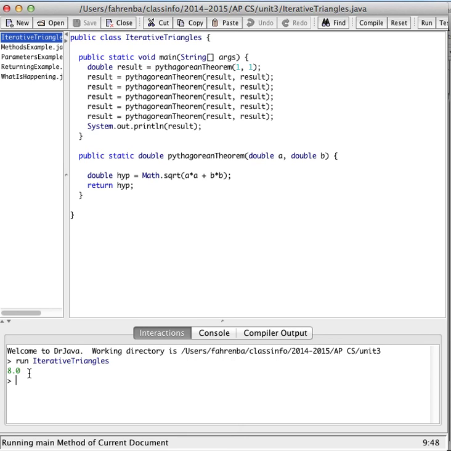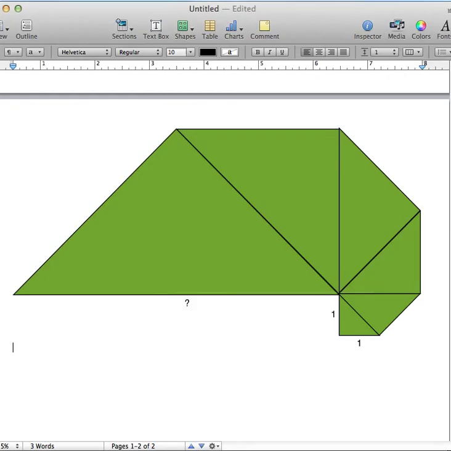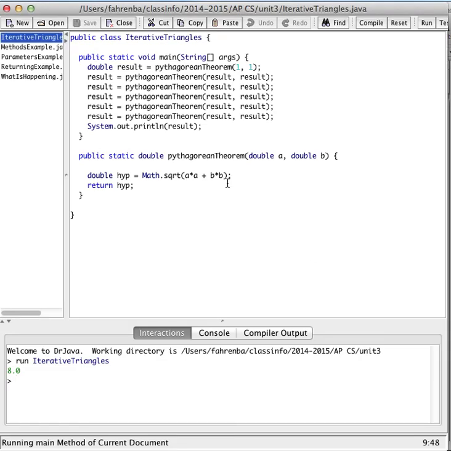Now, eventually we'll learn how to do this repetition without having to copy and paste so much, because this would be annoying if you had to do this 1,000 times. But for right now, this is sufficient to answer the question of, for this setup, what will be the length of the hypotenuse of the last triangle? It'll be 8. We accomplish that by writing a method that takes in two inputs, does a calculation, and returns it, and we use the result multiple times. So hopefully this example made sense.